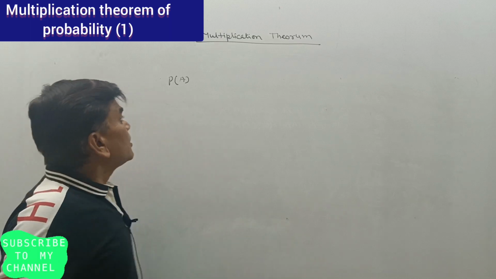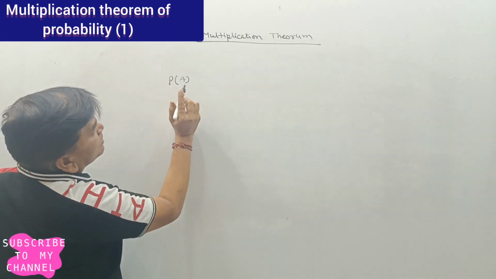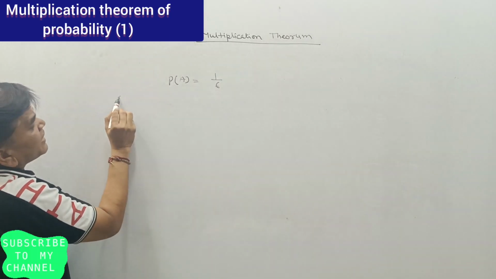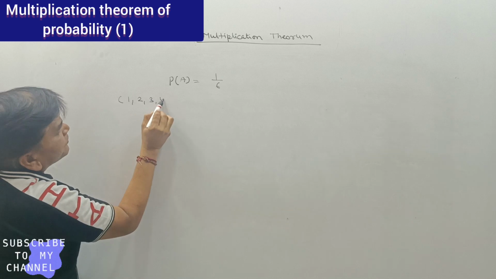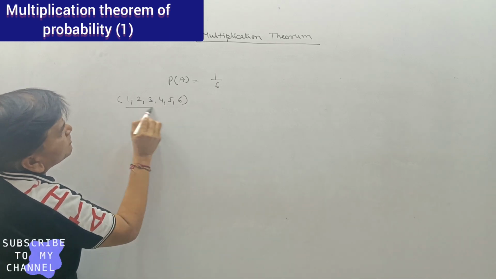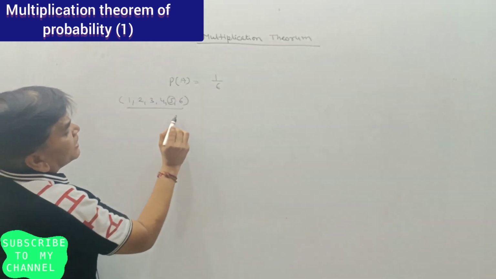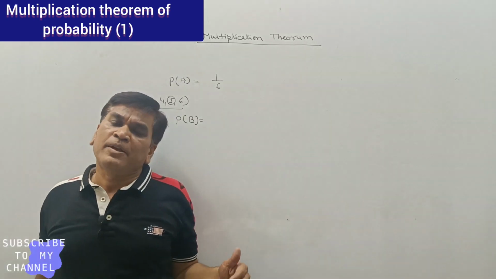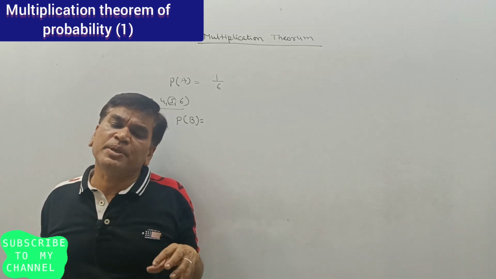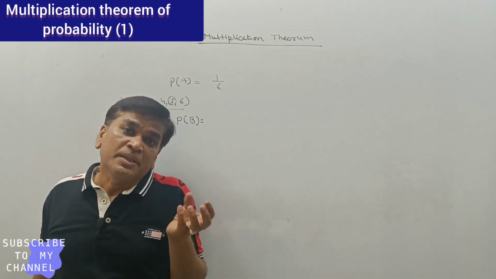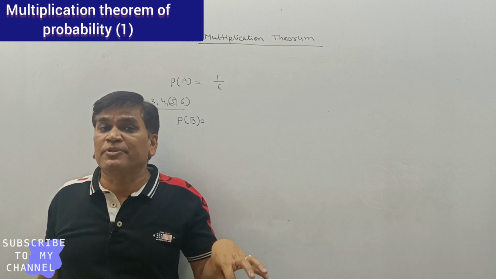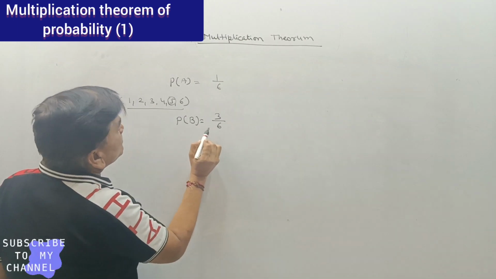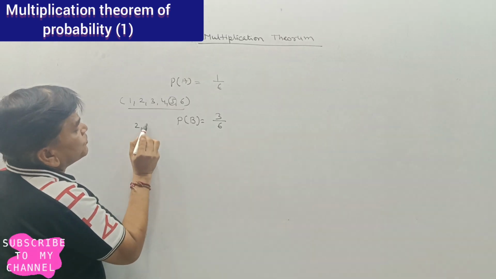So in the first throw, getting 5 is 1 by 6, because in a dice 1, 2, 3, 4, 5 and 6 are the total numbers, and getting 5 is one of them. The second throw is totally independent of the first throw, because getting 5 in the first throw doesn't affect what you will get in the second throw. So in the second throw, getting an even number is 3 upon 6, because the even numbers are 2, 4 and 6.